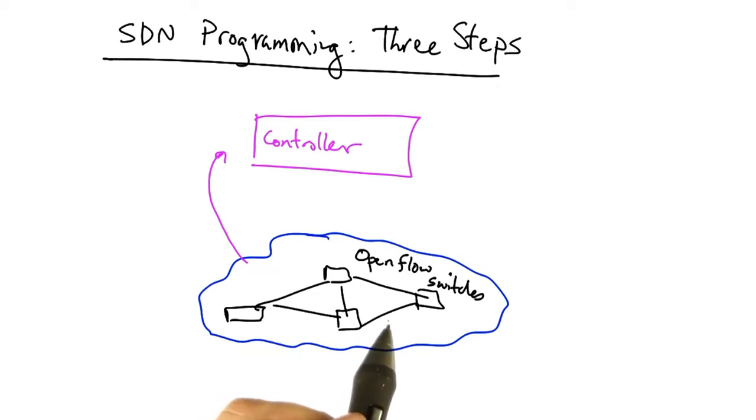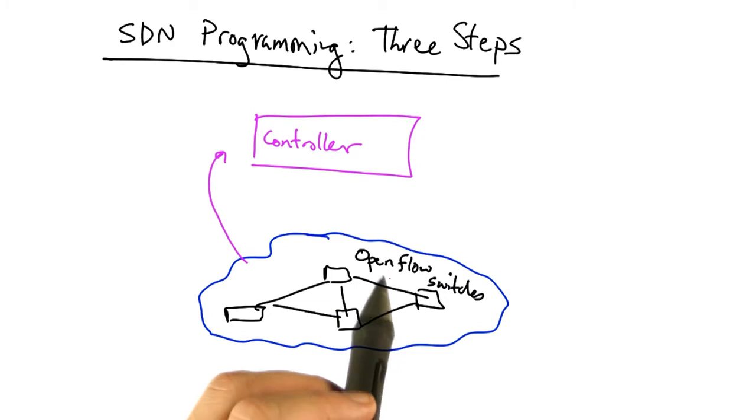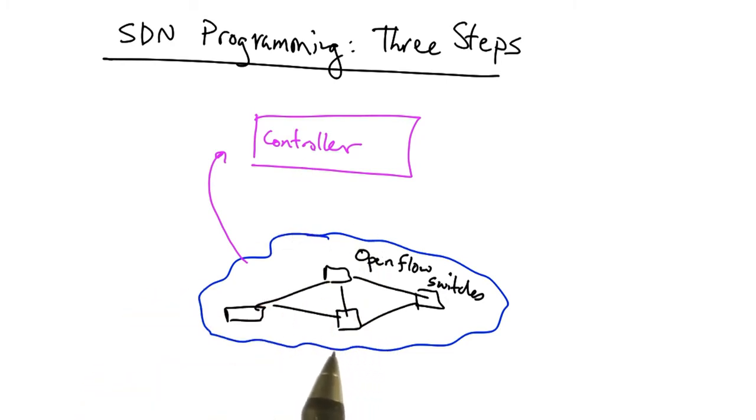Let's consider a network of SDN switches, such as OpenFlow switches, and a controller that is controlling those switches. And let's assume that we would like to write a program using this interface. We can think about this programming as proceeding in 3 steps.